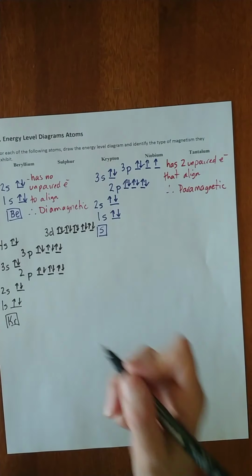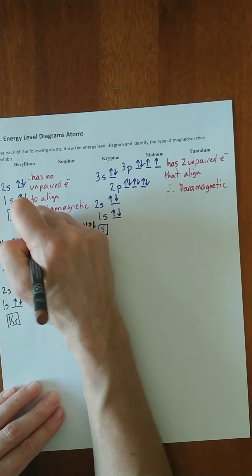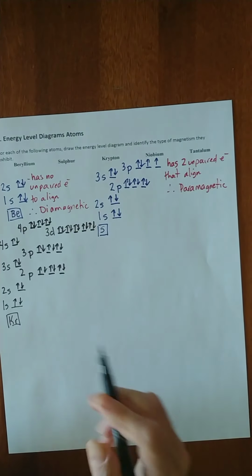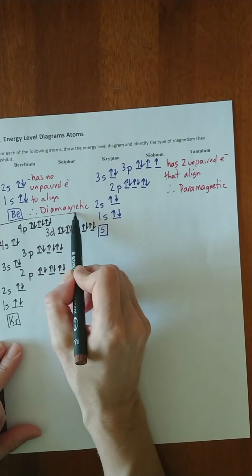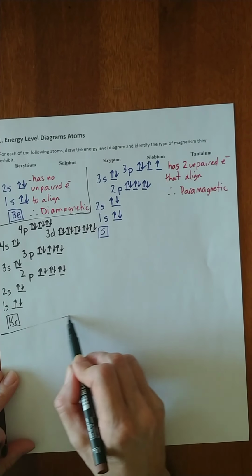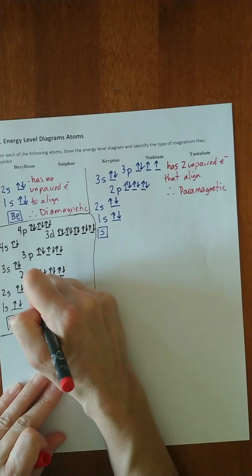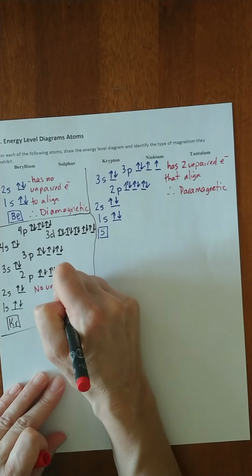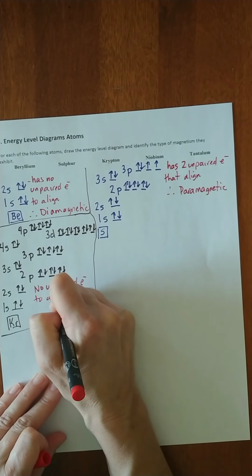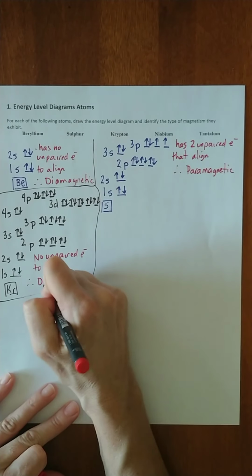for the P block. So this is going to be a 4P, and it will be full because krypton is a noble gas, and that shell is full. So now, when you look at this, you should be able to see that there are no unpaired electrons to align. Therefore, this is diamagnetic.